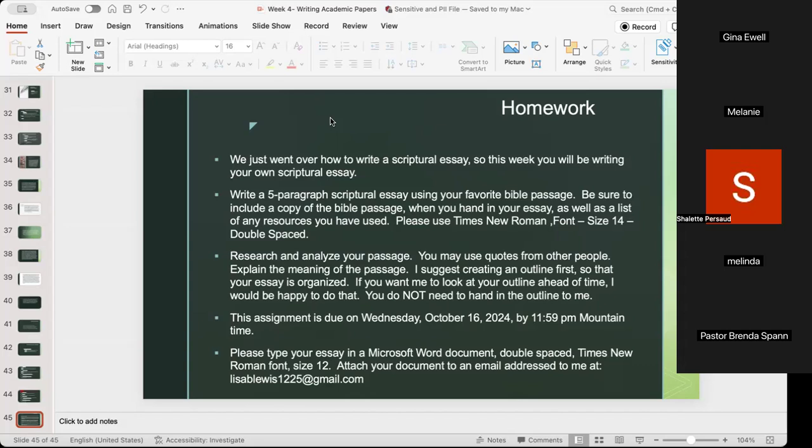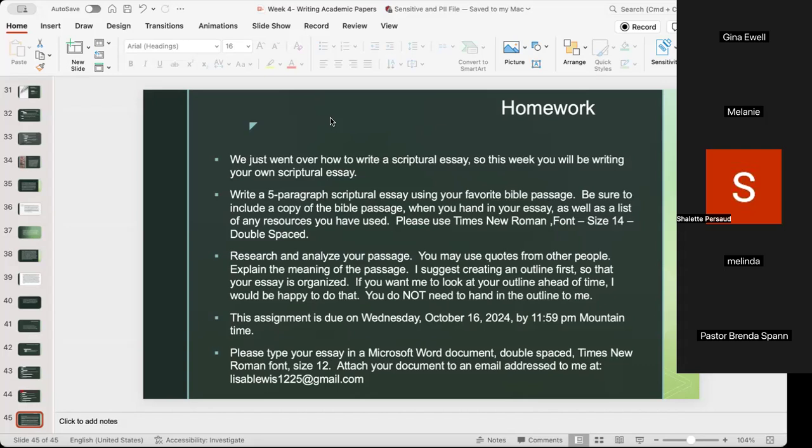My suggestion is to create some kind of written, scratched out draft outline so that the information in your essay is organized. If you want me to look at the outline ahead of time, I'm happy to do that. You do not need to hand in the outline to me, though. And this will be due next Wednesday.